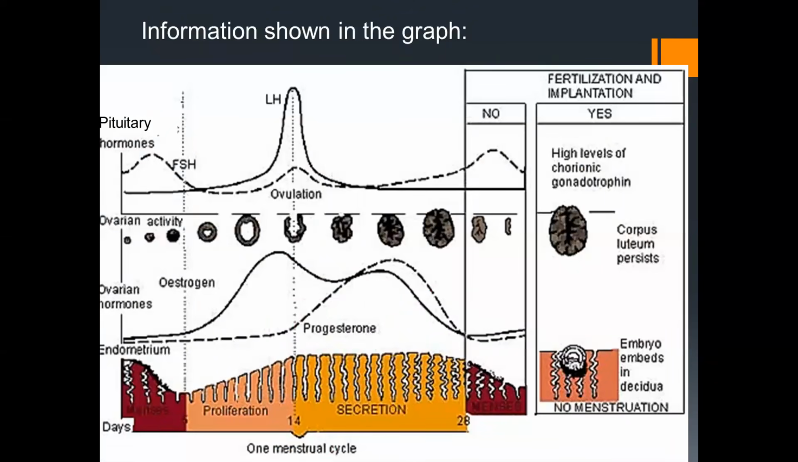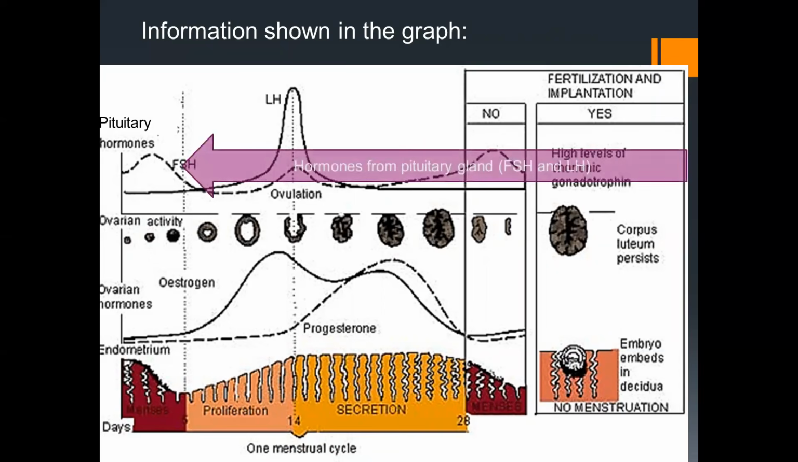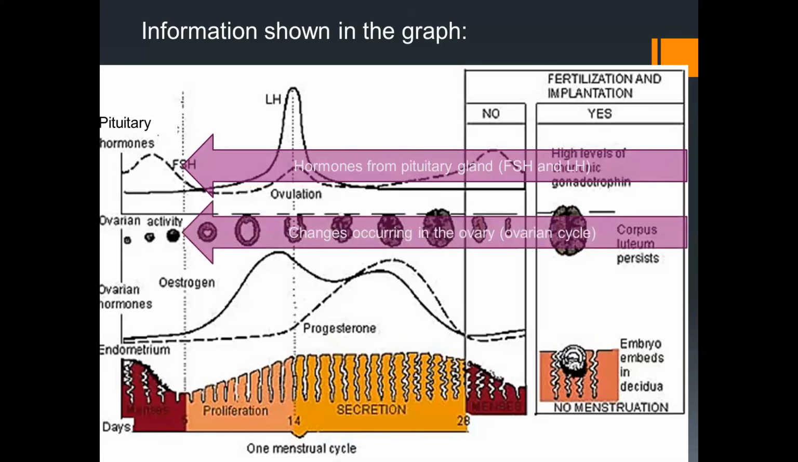If we look at the information, as I was saying, it's arranged in a systematic manner. So if you look at the information on the top, we've got the hormones from the pituitary gland grouped together. Those two hormones are FSH, which stands for follicle stimulating hormone, and LH, luteinizing hormone. Those two are together because they come from the same gland known as the pituitary gland, which is at the base of the brain.